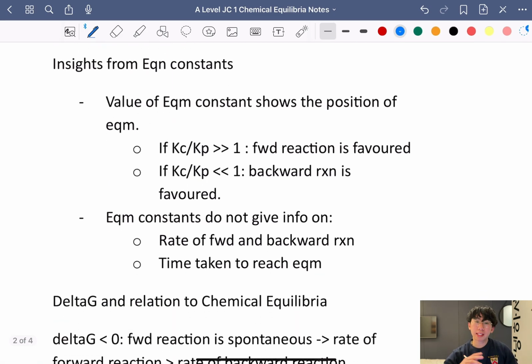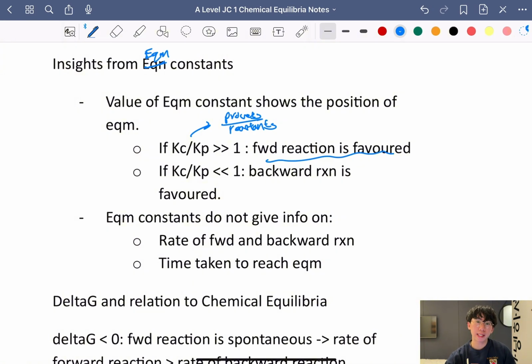Now on to some insights from your equilibrium constants. Sorry, there's a typo. The value of your equilibrium constant shows the position of equilibrium. For example, since these equilibrium constants are your products' concentration over reactants, if your Kc or Kp is greater than 1, this means that the concentration of products is relatively higher than the concentration of your reactants. And because of that, this usually means that your forward reaction is favored.